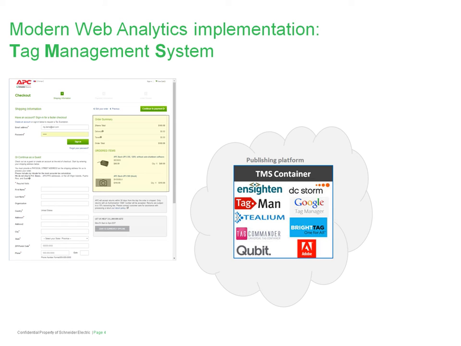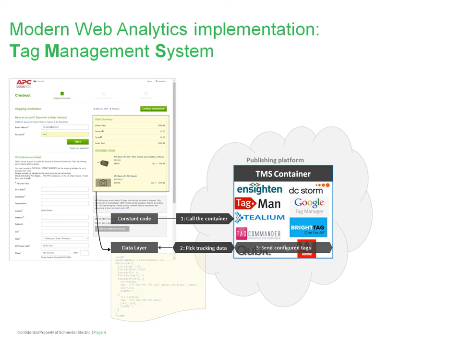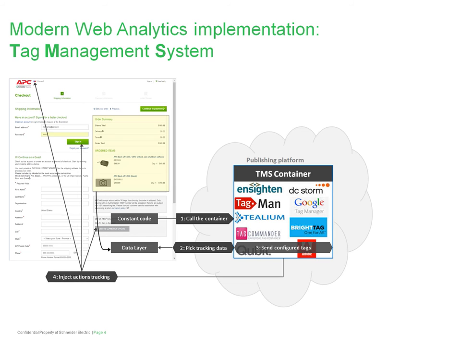The same container piece of code is required, but in addition, the application must produce a data layer containing all the data you want to retrieve in a formal structure, of course invisible to the visitor. Then, like before, your snippet calls the container. The container picks the data needed for the configured tags. Then it can send all the tags enriched with the order data. And finally, it injects your configured tracking that can also be enriched by the order data.